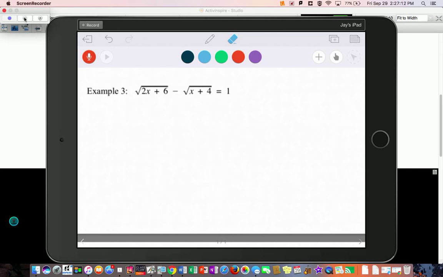So now we have an example with two radicals. So let's take the negative 1 to the other side, and we're left with 2x plus 6 is 1 plus, now it's positive, radical x plus 4. So with two of them, you're not going to be able to get them both isolated at the same time, so get one of them. Now I'll square both sides, so I'm left with just 2x plus 6. But this one's a little different, so I'm going to walk you through it.